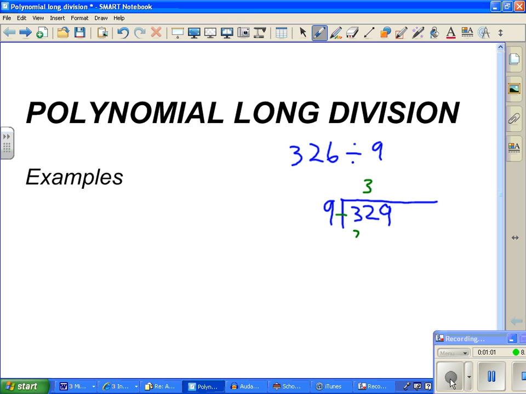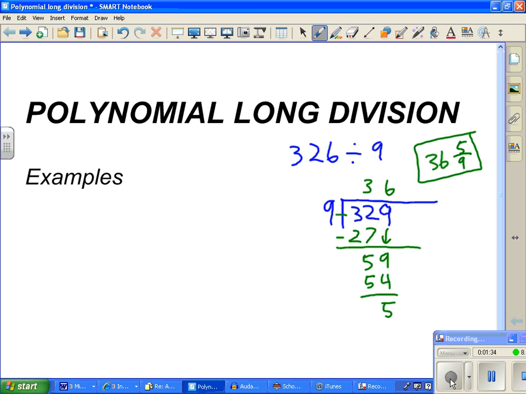Okay, 3 times 9 is 27. Now we subtract that 27, right? We get 5, and we drop the 9 down, so how many times does 9 go into 59? We'd say 6, and that'd leave us with 54, which leaves us with a remainder of 5. So my answer would be 36 and 5/9. We've all done this before. Y'all did this in elementary school.